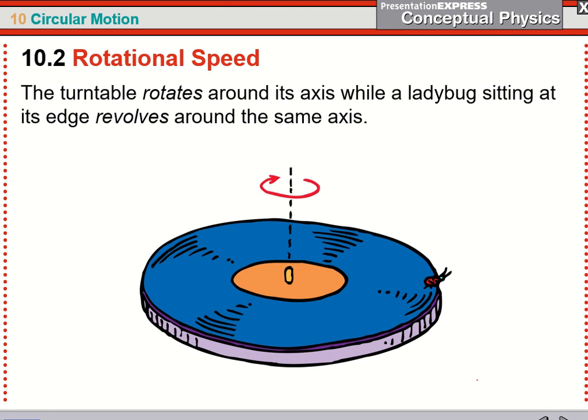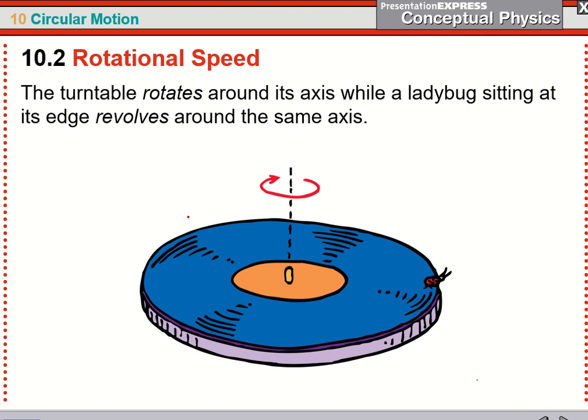All right, so we're going to look at rotational speed. This turntable we've got down here is rotating around an axis because of the points inside of it. However, this ladybug is revolving around the same axis, okay?